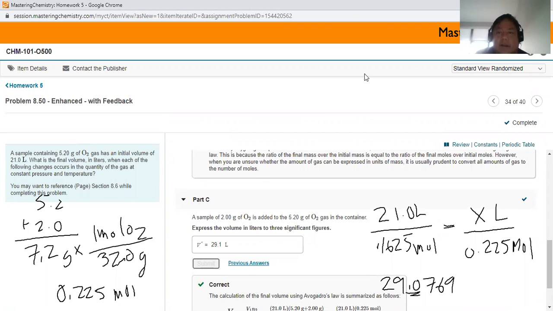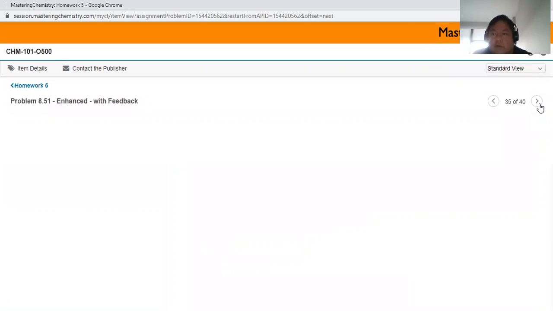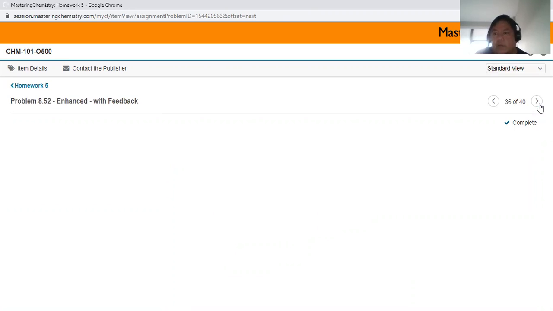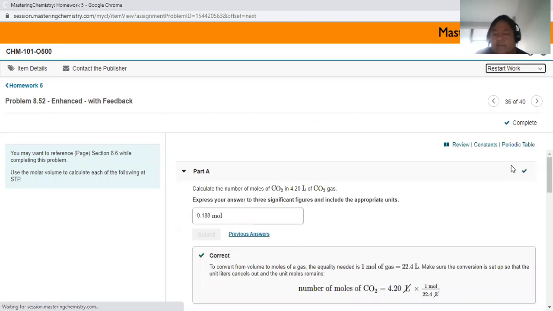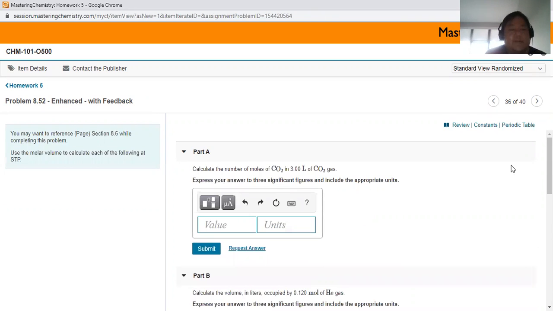I'm going to go ahead and clear this off. And then we had another question about question 36, so let's go ahead and go to 36. Since I did solve this a little earlier, just because I wanted to make sure that I could explain it to you in a relatively simple fashion. It says here, use the molar volume to calculate the following at STP. If you remember, this is something that you would have seen in 8.6.